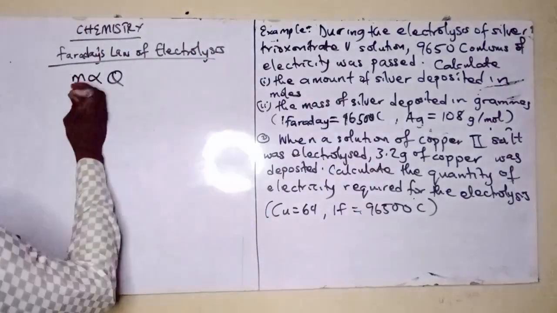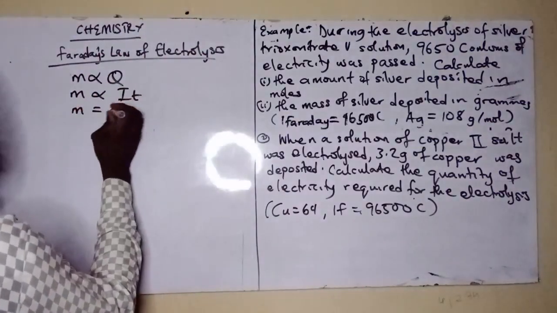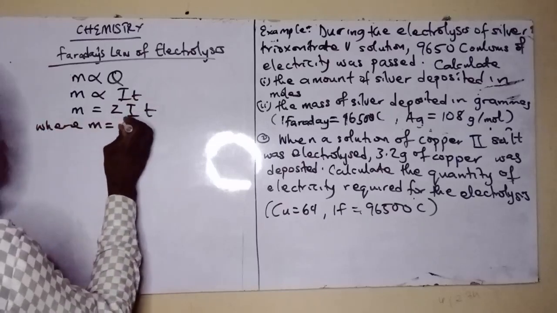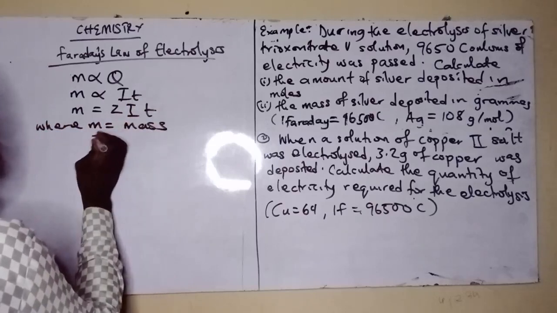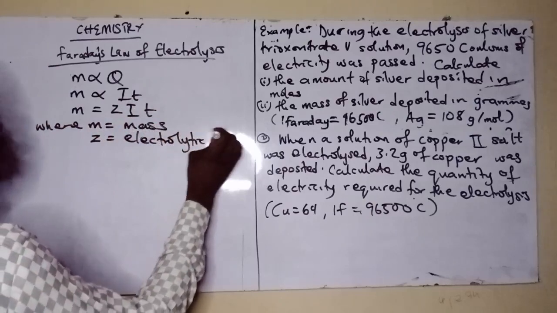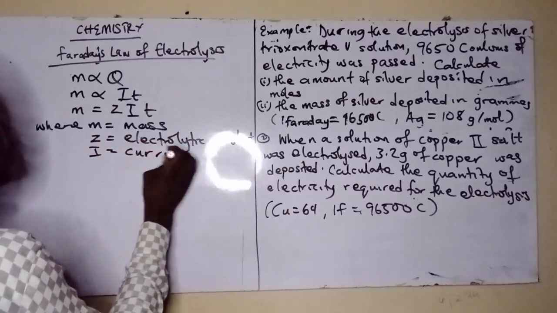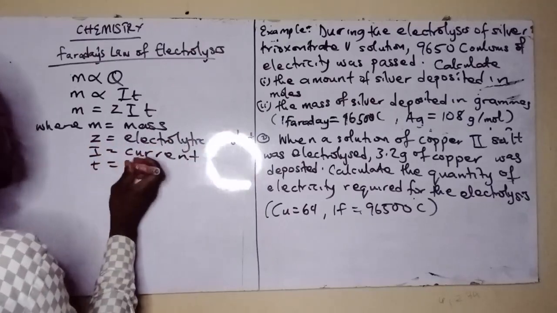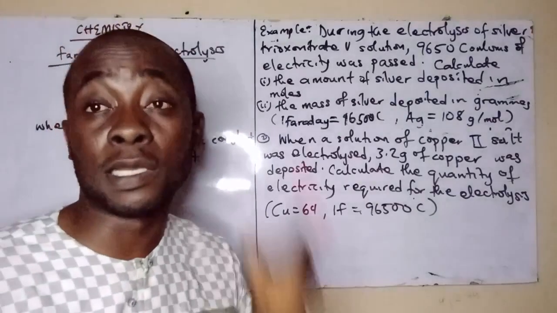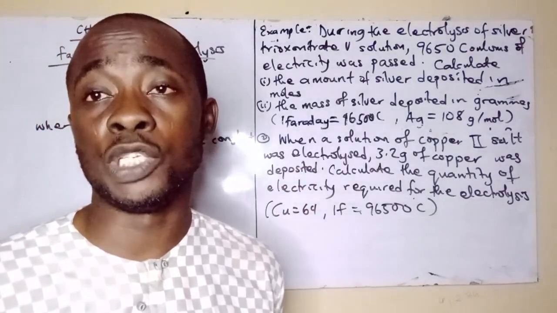So say M is proportional to IT, and M now will be equal to ZIT, where M is equal to mass, and Z is equal to electrolytic constant, and I is current, then T is time. Now the second law states that the amount of element deposited in moles is directly proportional to the charge it carries.